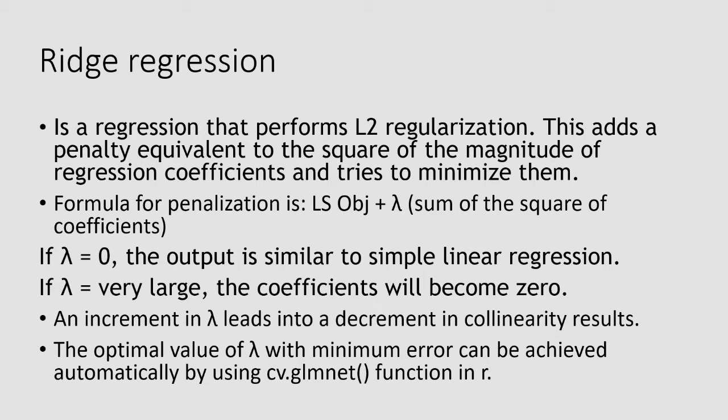And to find the optimal value of lambda with the minimum error, we can do it in R with the functions cv.glmnet and glmnet. This method could make a reduction in variance without increasing the bias, leading to less error of the regression model.